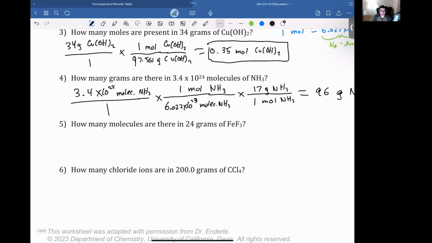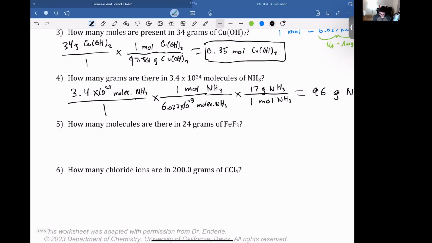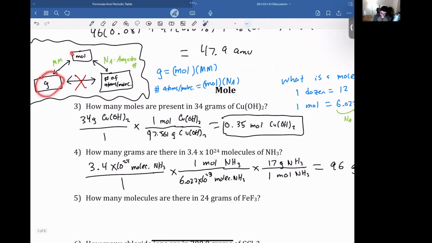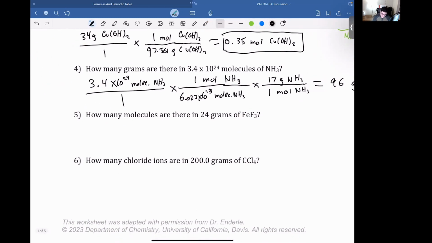So we're just doing the same thing that we just did the last problem, except backwards, right? So we're going to go from grams to moles to number of atoms or molecules. All right. So how many molecules are there? There are 24 grams that we start with. We're going to convert to moles first because we have to. Not allowed to go directly from grams to number of something.